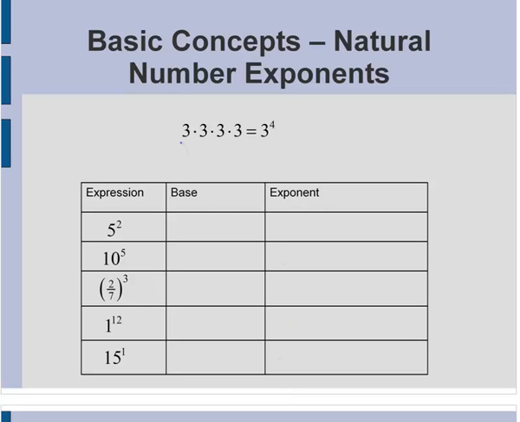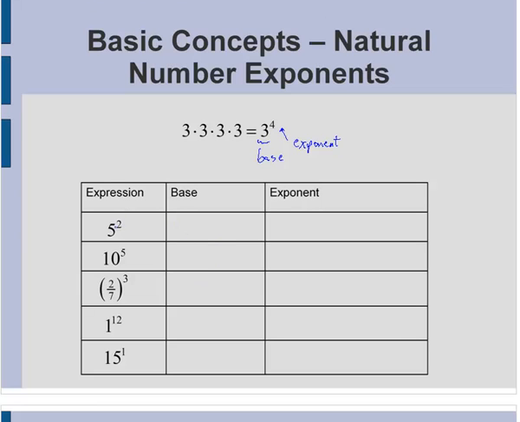So here what we see is if we have 3 times 3 times 3 times 3, this can be written in a shorthand as 3 raised to the 4th power. We call the 3 the base, and the 4 is the exponent. It is written to the right of the number and above, at a higher level than the number, and in a smaller font than the base. All right? And that signifies the number of factors of 3 that are present.